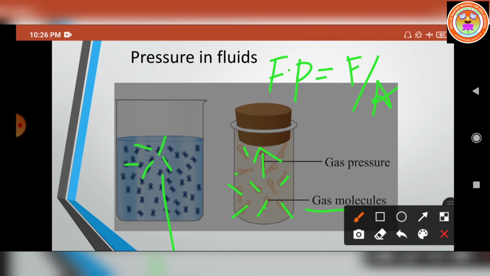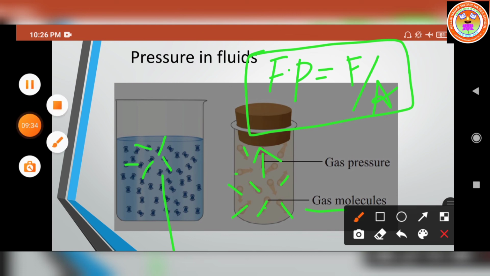I hope you understand. So what is the pressure formula? The fluid pressure, that is F by A. What is F? The total force exerted by the fluid. What is A? The area over which the force is exerted. So this is the pressure in fluids.